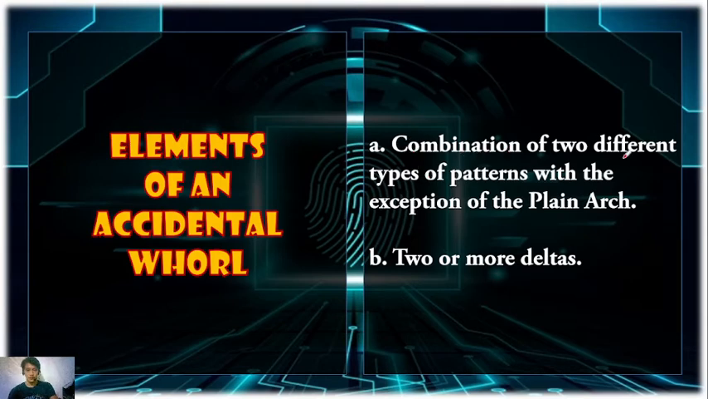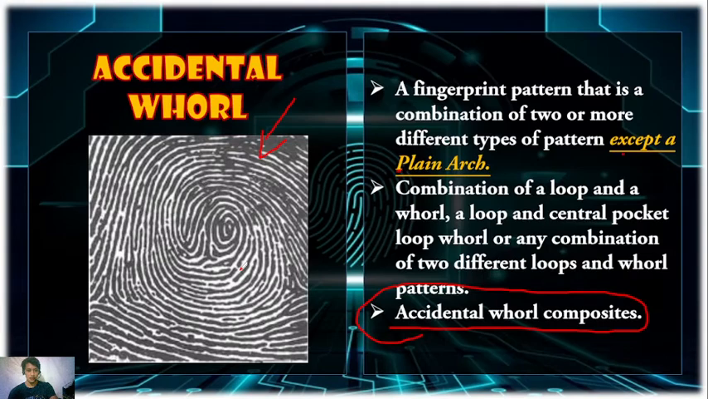So as we have said a while ago, a combination of two different types of patterns except plain arch, okay, and then two or more deltas. Okay, so this is just the basic elements of the accidental whirl. So two or more deltas. So focus tayo sa delta, counts ng delta. So makikita nyo dito ilan ba ang deltas ng ating pattern here. Okay, so as you can see, or if you might try to look deeper, then you were able to find out that it has 3 deltas.